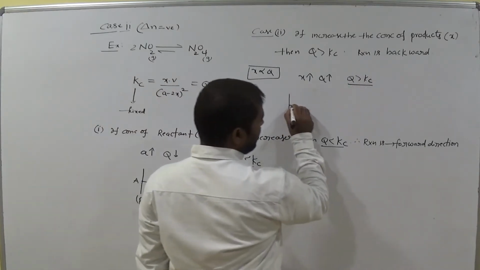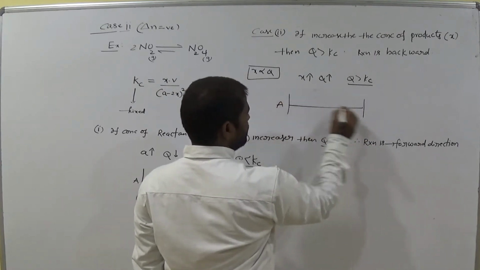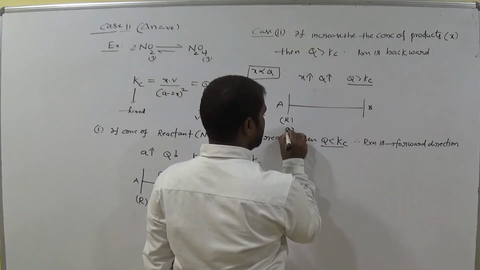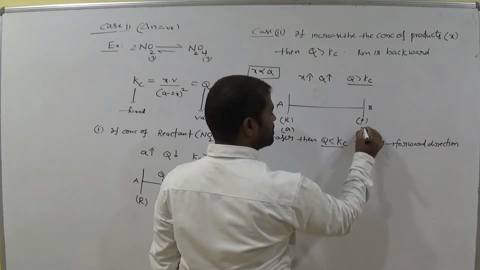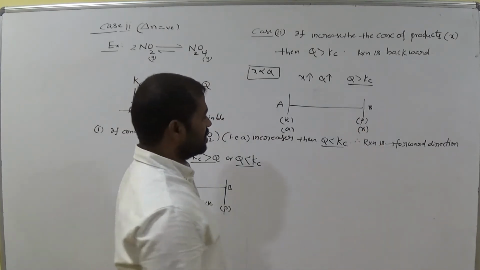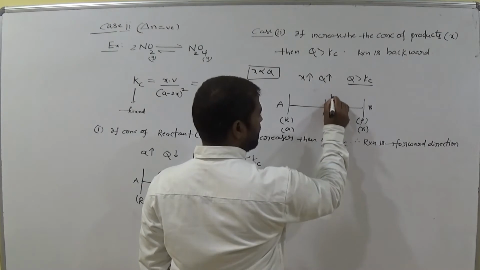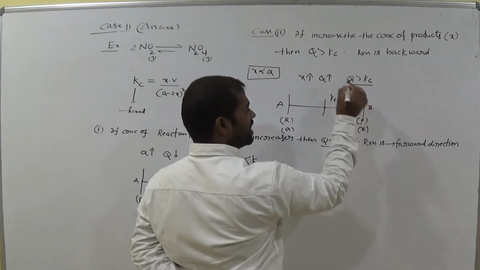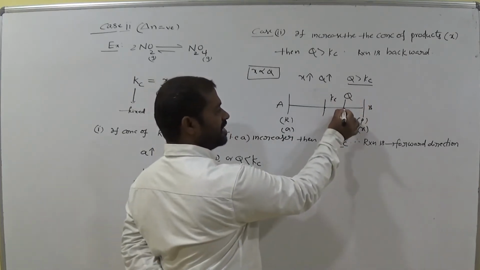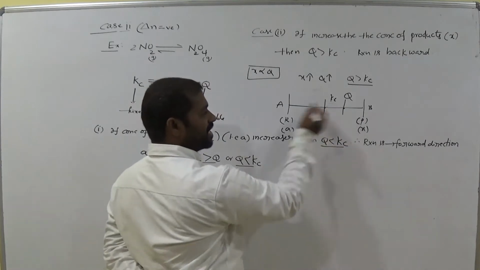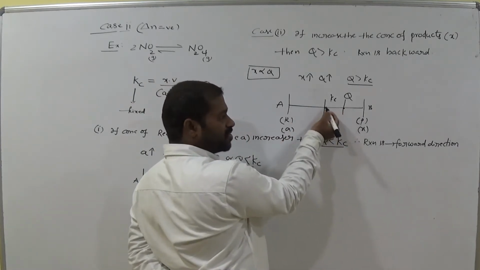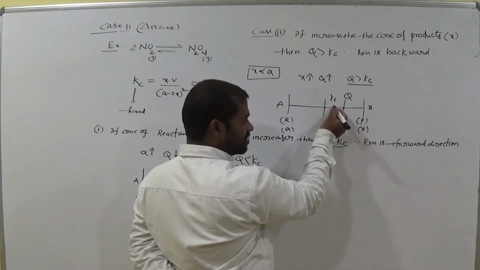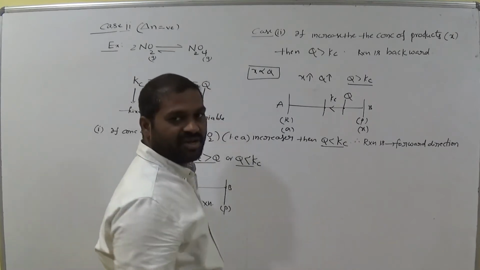Through the diagram, this is the reactant, this one is the product, that is the concentration of product X. This is the equilibrium point, clearly Kc, am I right? Where Q is greater than Kc means the point Q is at this point. Now Q tries to reach stability, that means it tries to approach the point Kc, so this point shifts towards the equilibrium position.